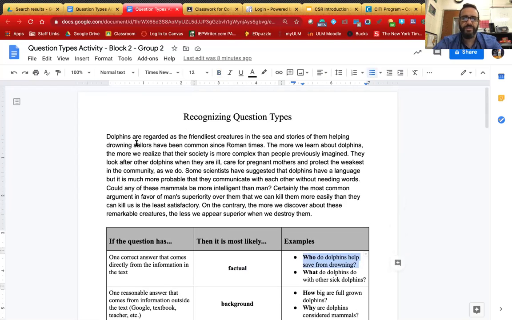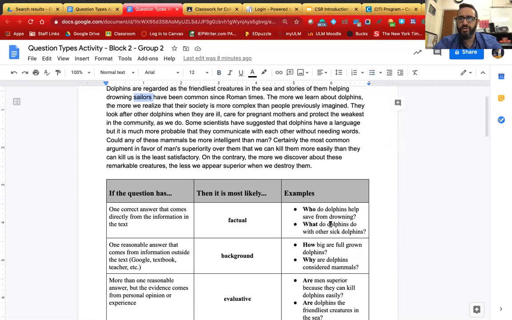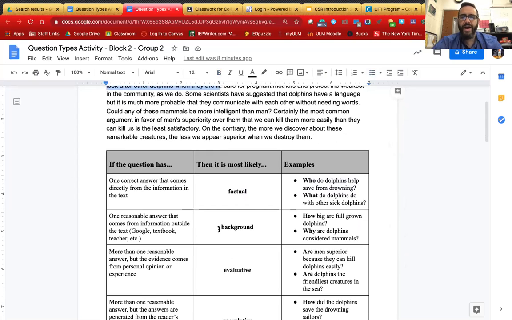They help save sailors. Just a basic fact from the passage. What do dolphins do with other sick dolphins? Again, a simple fact right here. They look after all their dolphins when they are ill. Those are factual questions, okay?